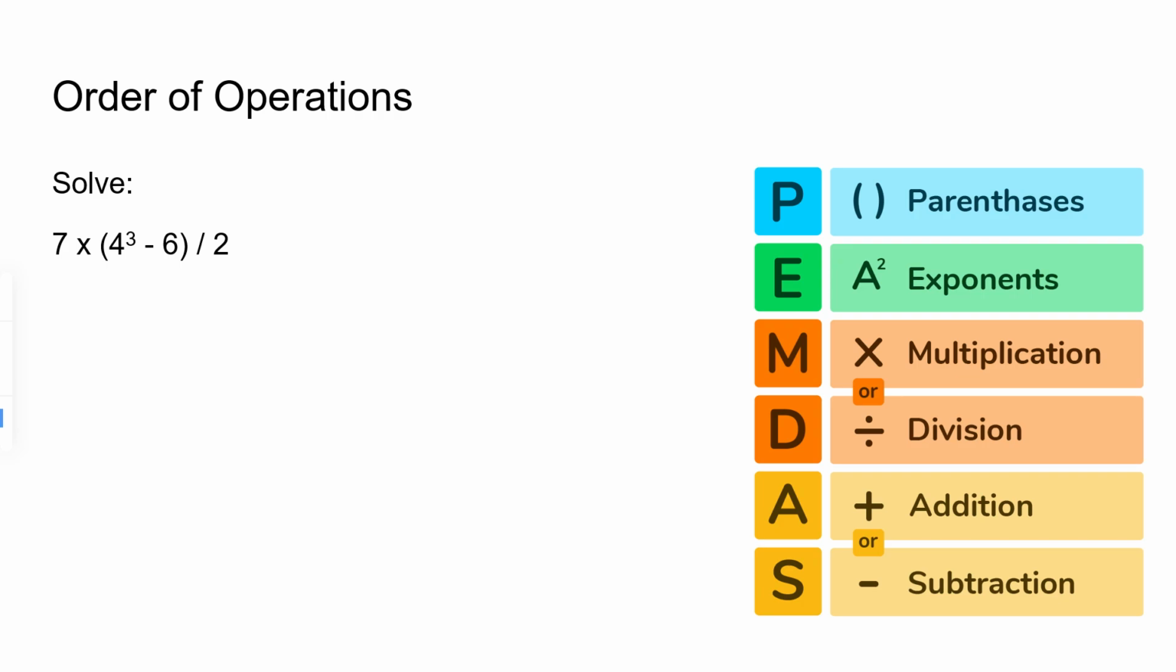Okay, so exponents come first. In this problem, we're going to tackle this portion. So we have 7 times 4 to the 3rd, which is going to be 64. Minus 6 divided by 2.